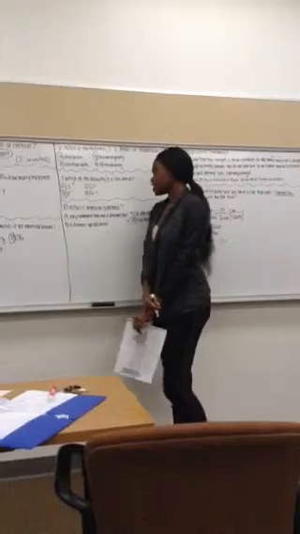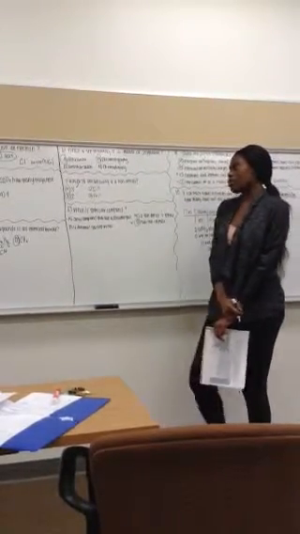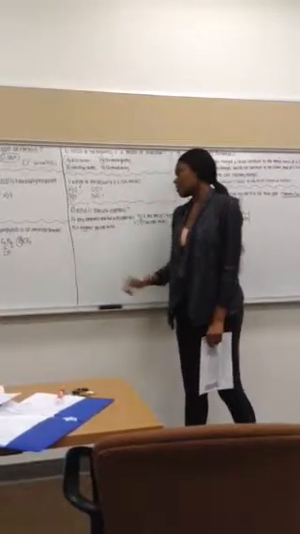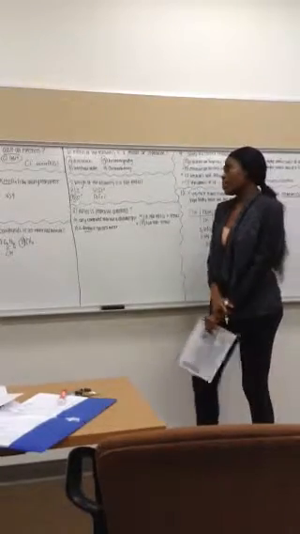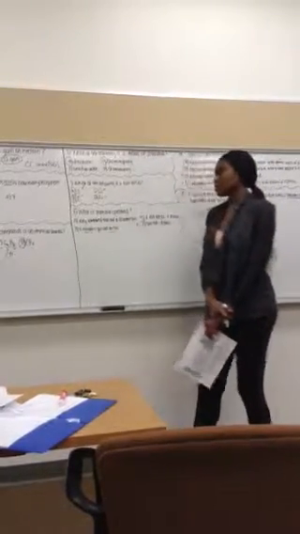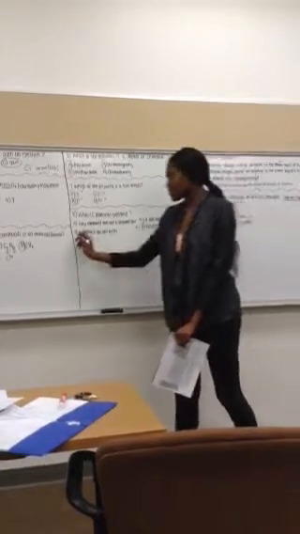For B, a diatomic gas and a metal. Well, as we know, diatomic gas is a molecular compound, but metal, that's not a molecular compound. So that's how we know that B is not the answer.